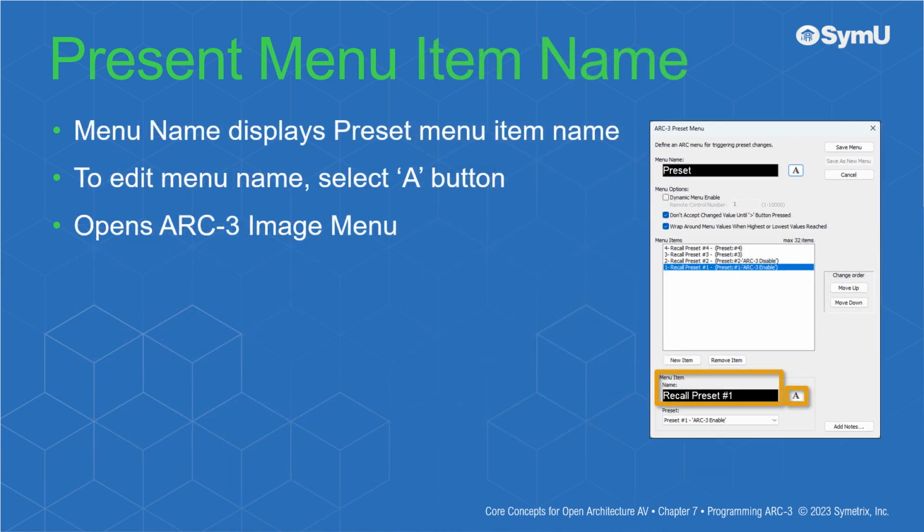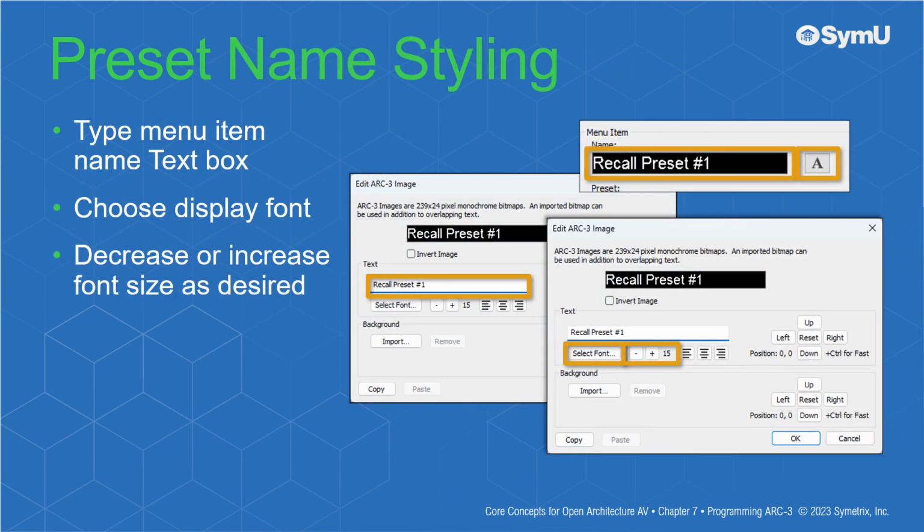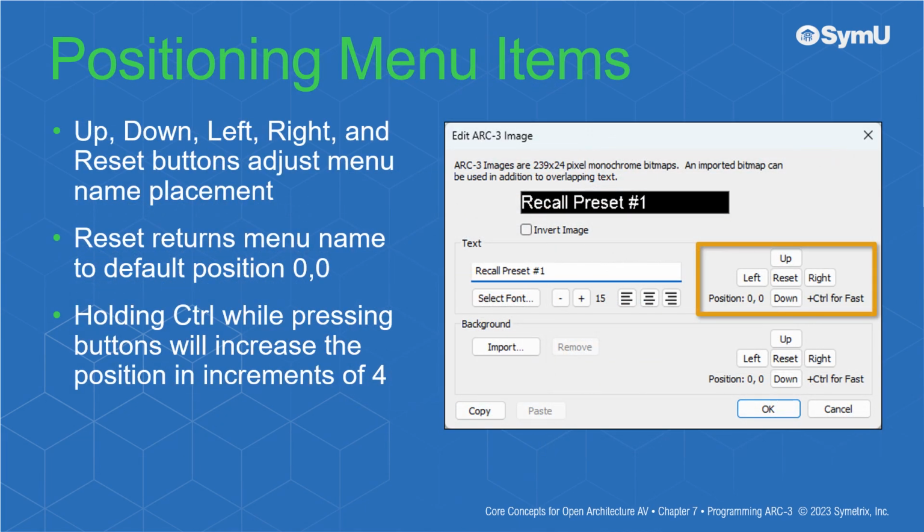The menu name displays the preset menu item name. To edit the menu name, select the A button to open ARC-3 image menu. Type the menu item name in the text box. Choose the display font, and decrease or increase the font size as desired for the menu item name. Use the up, down, left, right, and reset buttons to adjust the placement of menu name. Reset will bring the menu name back to its default position of 0, 0. Holding down Control while pressing one of the 4 placement buttons will increase the position in increments of 4.